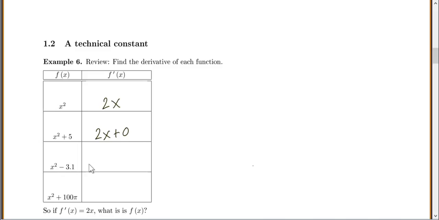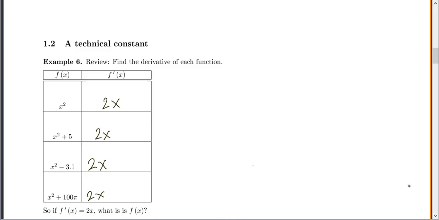My next one, x squared minus 3.1: the derivative of x squared is 2x, and the derivative of negative 3.1 is 0. And the derivative of x squared plus 100 pi is 2x, and pi is just a number, so it's just like having a 3.14 there. The derivative of any constant is just going to be 0. So really, I don't even need these plus and minus zeros. The derivative of all of these functions was 2x.